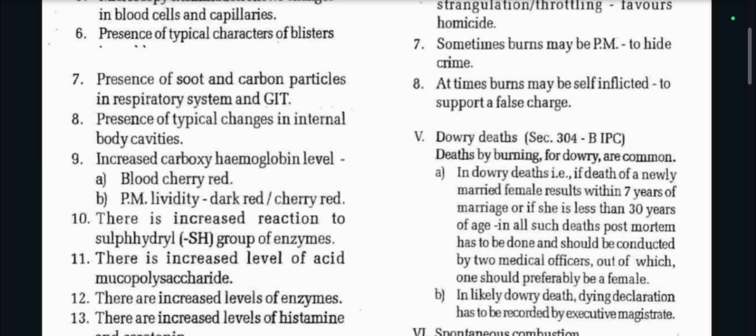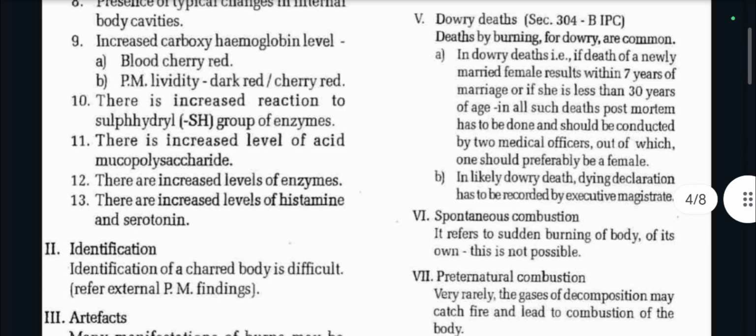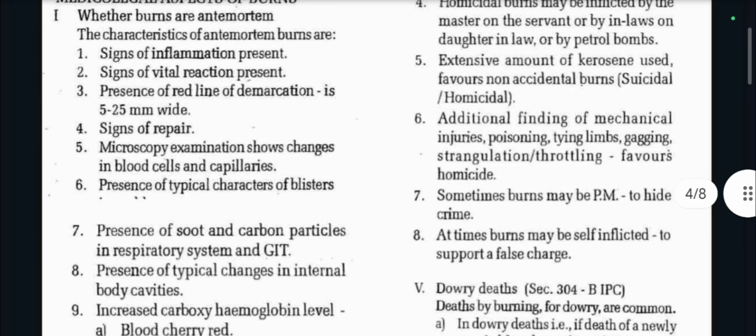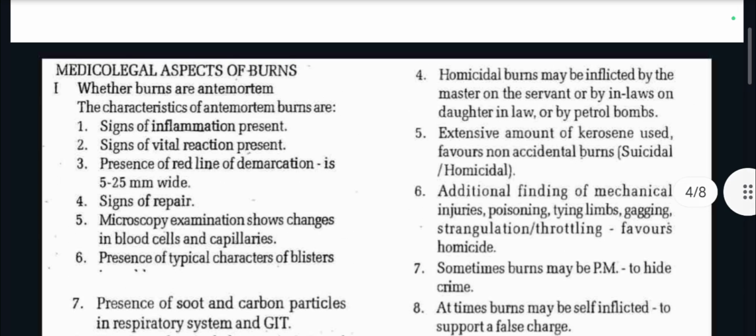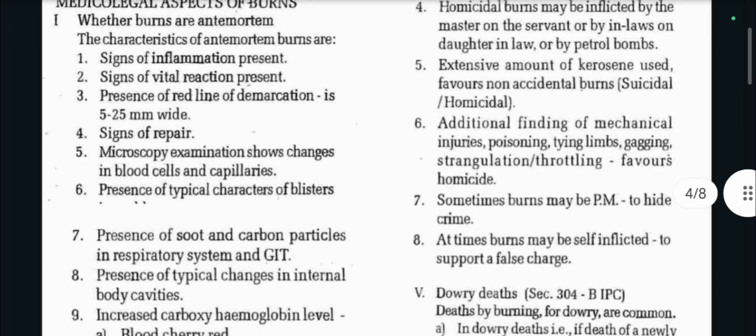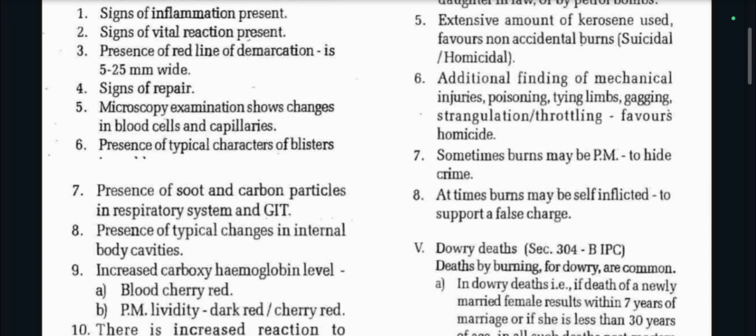There is increased reaction to SH group of enzymes. There is increased level of acid mucopolysaccharide. There are increased levels of enzymes, histamine and serotonin. So these are the points. You can also include these points in the differentiation part. But just remember, what are the medical legal aspects? How are we going to find out whether the burn is AM? By these points: inflammation, vital reaction, line of demarcation, repair, changes in blood cells and capillaries, typical characters of blisters, presence of soot and carbon particles, everything.